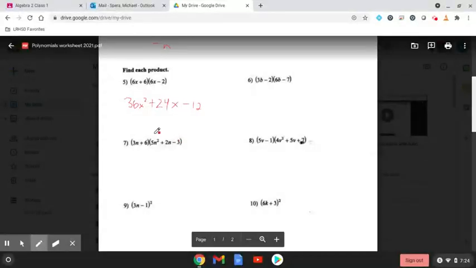Negative 12. All right, so you'll see, I'll do one of these and you can do the even ones. They're just like it, right?